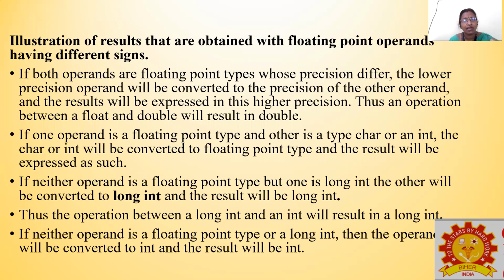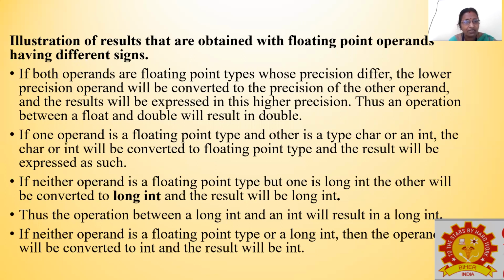Illustration of results that are obtained with floating point operands having different signs. If both operands are floating point types whose precision differs, the lower precision operand will be converted to the precision of the other operand, and the result will be expressed in this higher precision. An operation between a float and a double will result in a double, because compared with float and double, the higher precision is double, because float occupies 4 bytes in memory and double occupies 8 bytes in memory.